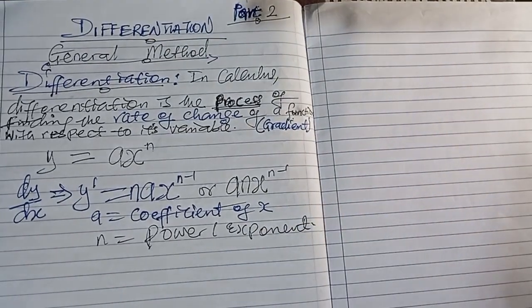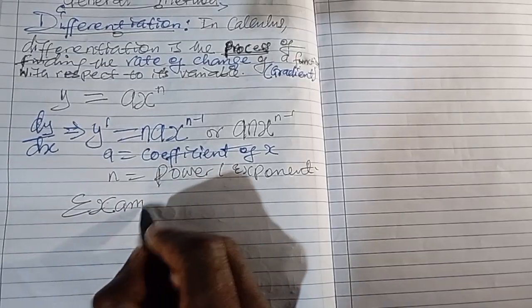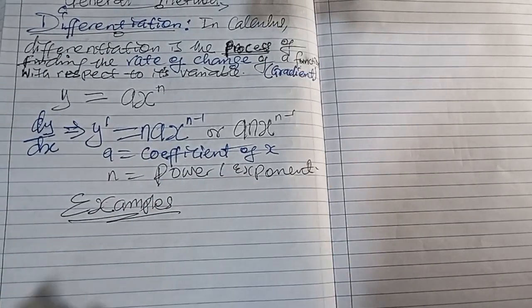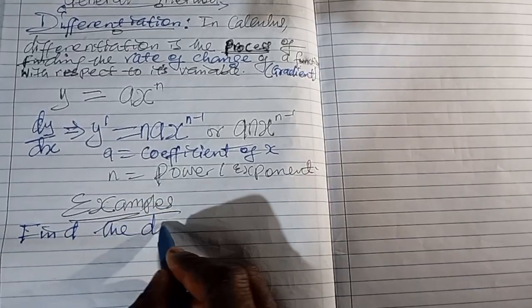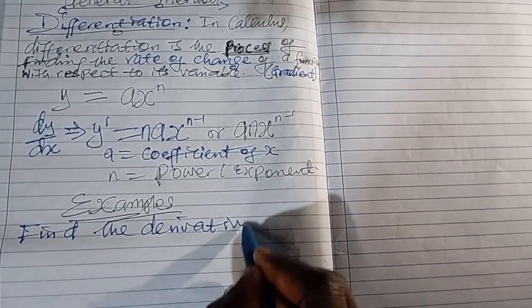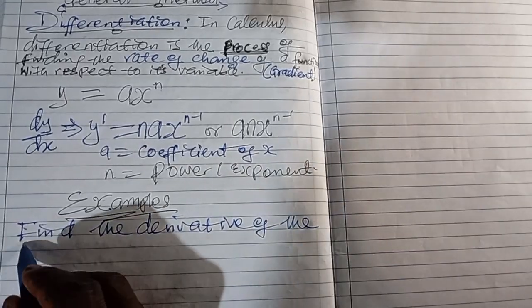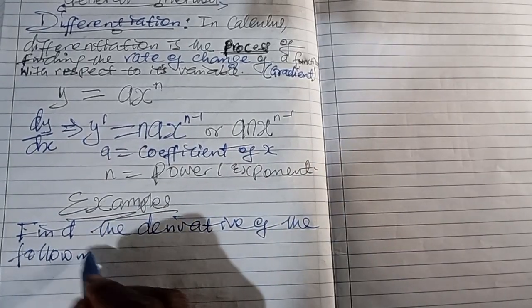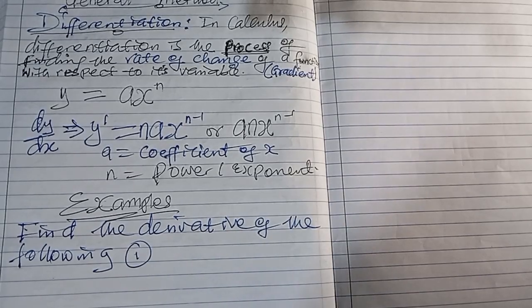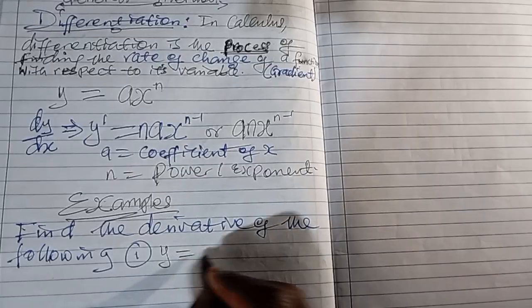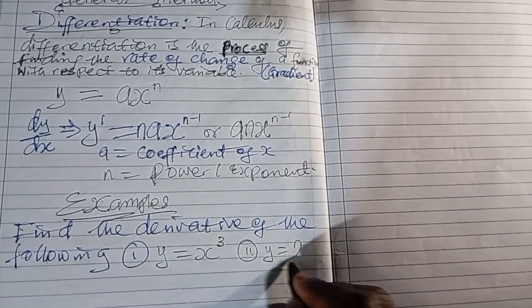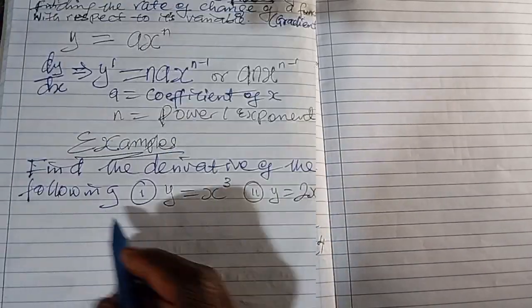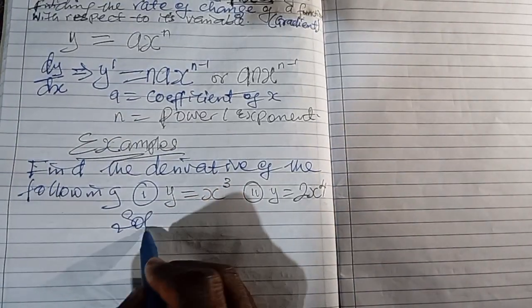Alright, now let's solve examples. Find the derivative of the following. Number 1, y equals x raised to power 3. Number 2, y equals 2x raised to power 4. This one before complex questions. Solution.